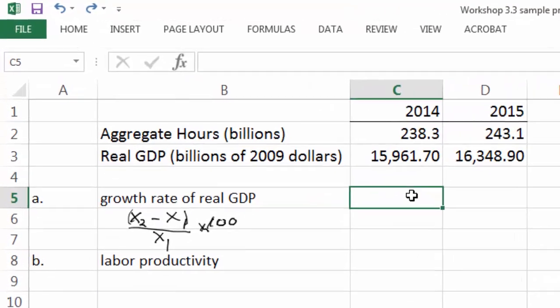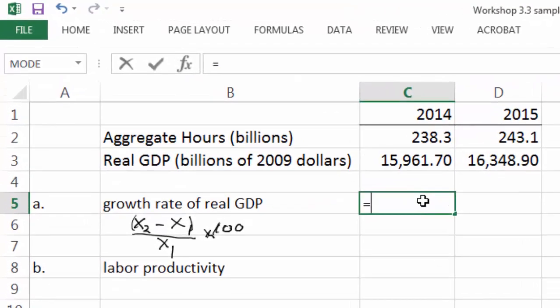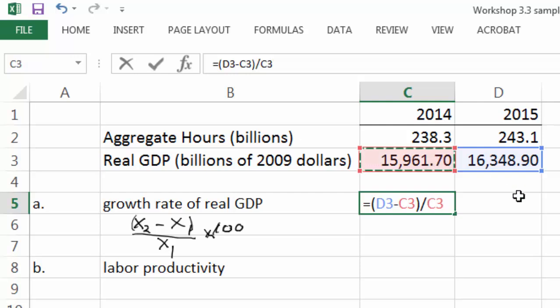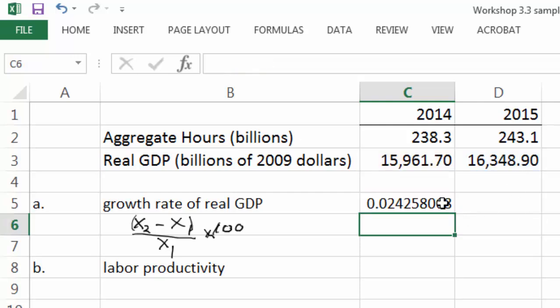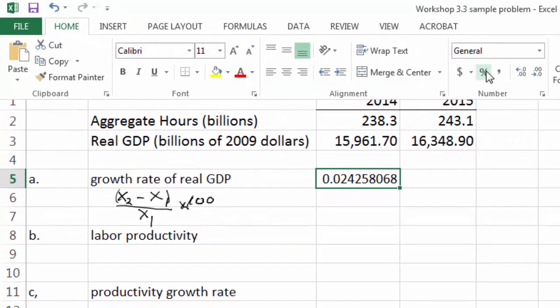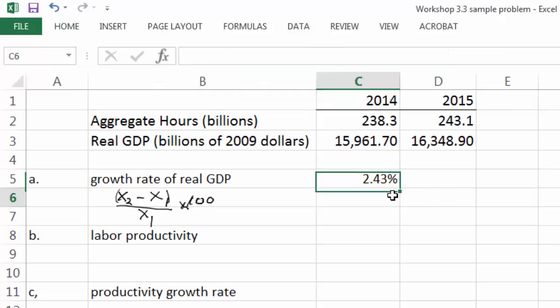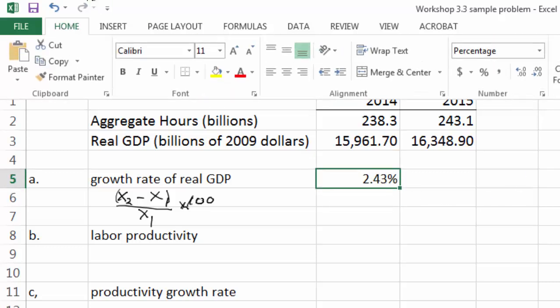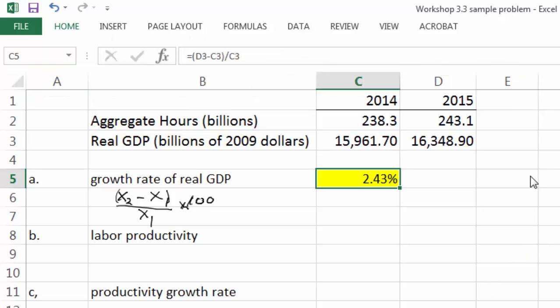Okay, so how do we do that in Excel? It's very simple. I'm just going to go over here and type in equals, open parentheses, and then select my cell containing the x2, the second observation, which is my 2015 number, subtract the first observation, x1, close the parentheses, and then divide that by the first observation, enter, and I've got a number. Now multiply it by 100, or just have Excel display it as a percentage, and let's add a couple decimals. So we've got 2.43% GDP growth, and I'll go ahead and highlight all the answers here.